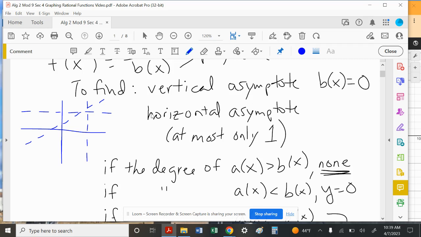So we know how to find the vertical asymptote: set b of x equal to 0. For the horizontal asymptote, at the most we can only have one, so we will never have more than one. A vertical asymptote, we could have multiple, but for horizontal, we can only have one. So if the degree of a of x is greater than the degree of b of x, then there are none. Now, how do we find a degree?